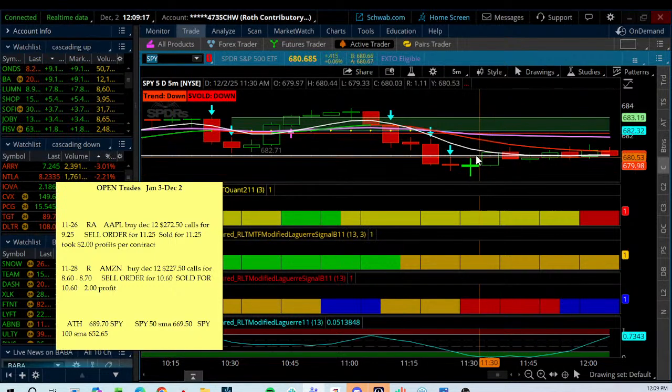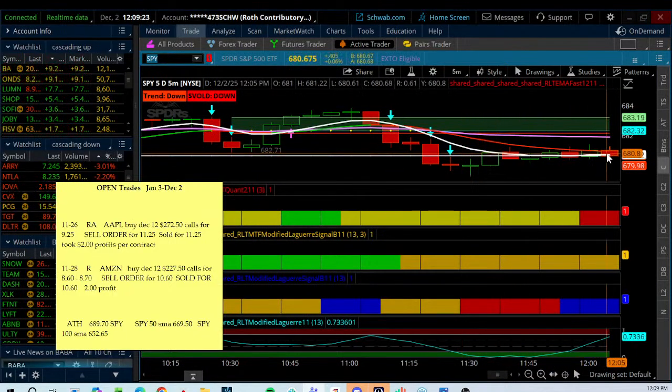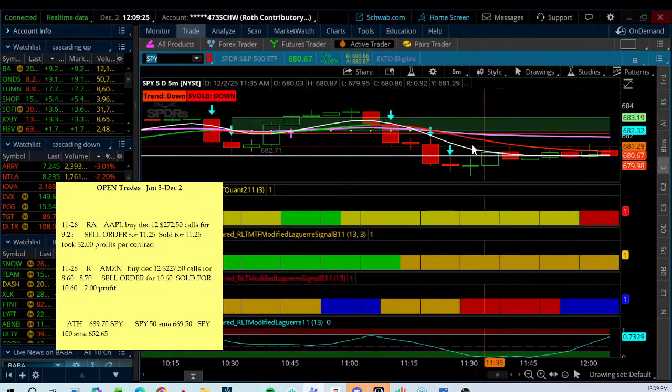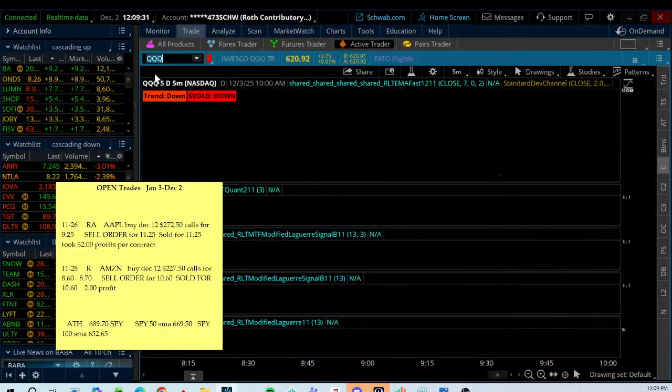SPY just riding right along the VWAP and the pivot point here right now. Not the VWAP, I'm sorry, the 8 exponential moving average and the pivot point. This is horrible price action to try to trade. Just absolutely horrible.